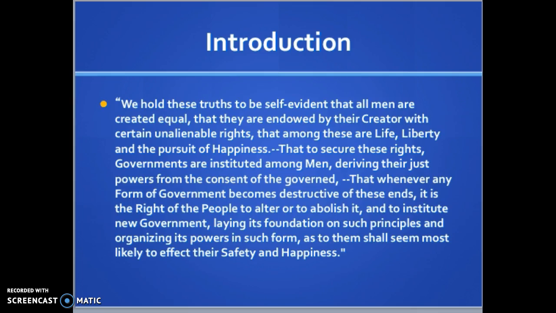We hold these truths to be self-evident, that all men are created equal, that they are endowed by their Creator with certain unalienable rights, that among these are life, liberty, and the pursuit of happiness, that to secure these rights, governments are instituted among men, deriving their just powers from the consent of the governed, that whenever any form of government becomes destructive of these ends, it is the right of the people to alter or abolish it, and to institute new government, laying its foundation on such principles, and organizing its powers in such form, as to them shall seem most likely to affect their safety and happiness.